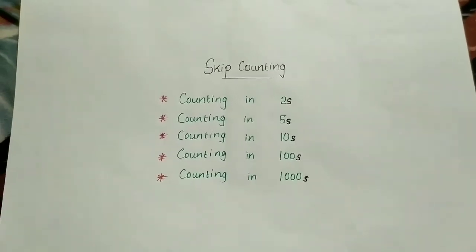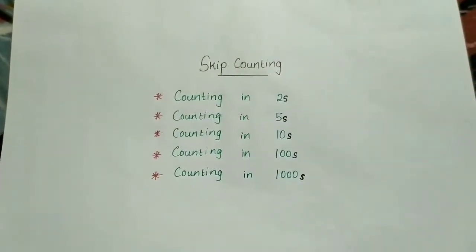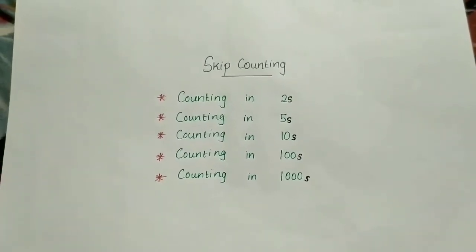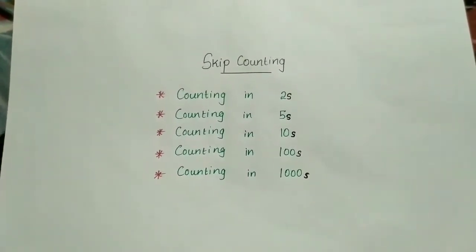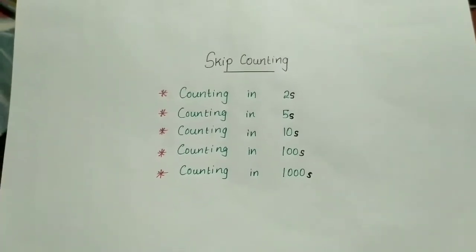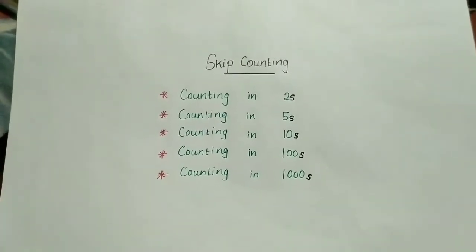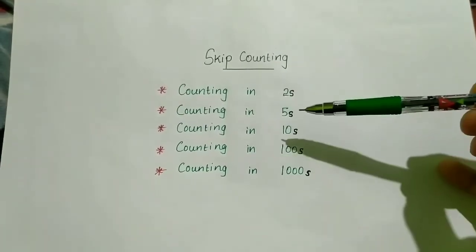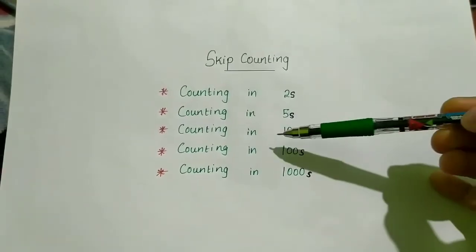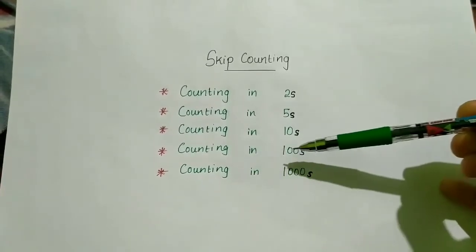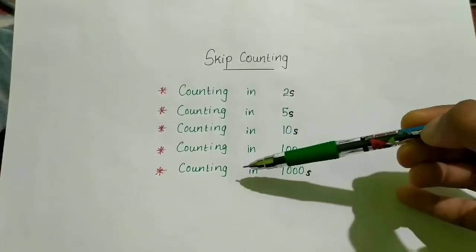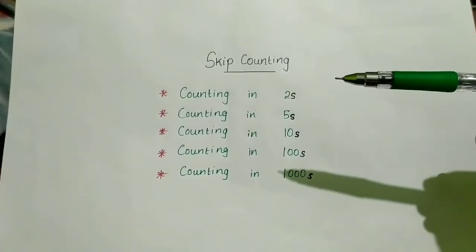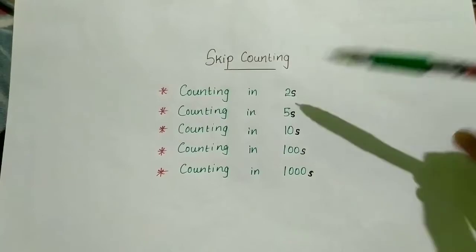Today we are going to learn skip counting. What do you mean by skip counting? Skip means leave. You leave a few numbers and then you come to the next number. Now in skip counting we will learn counting in twos, counting in fives, counting in tens, counting in hundreds and counting in thousands. So, first of all, we will discuss counting in twos.